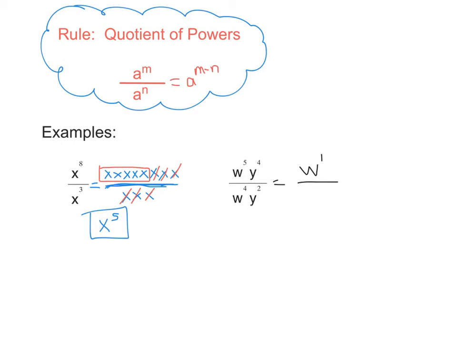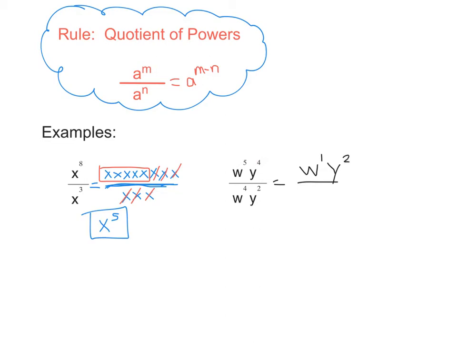And then we ask the same question with our y's. Where do I have more y's if I expanded these? Well, I'd have 4 y's being multiplied together, and here I'd have 2 y's being multiplied together, which means I have more y's in the numerator. So there's my y in the numerator. And how many more do I have here than here? And that would be 2.